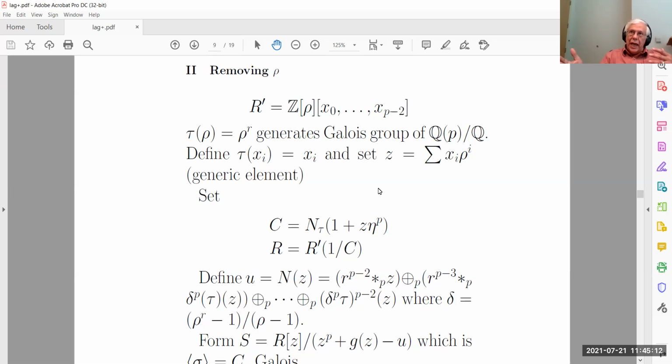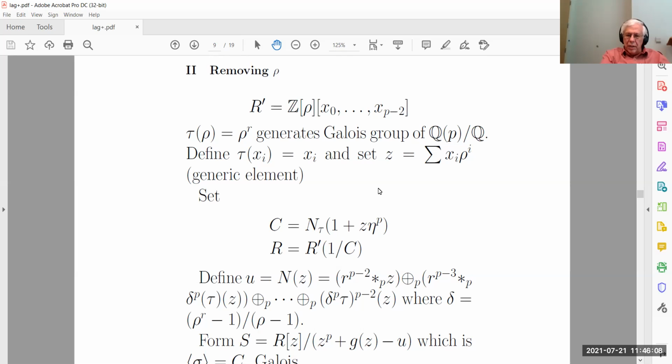If you would like to get rid of the root of unity, I am going to state the result. It's very technical, but I am not going to give you much of a proof of it. So suppose I look at a generic algebra with a generic element, and I let the Galois action of Q(rho) over Q act on R prime, but I make the x's fixed, and I act by acting on the coefficients. Then, of course, the powers of rho give you a basis, and so a generic element can be written as the sum of x_i rho to the i.